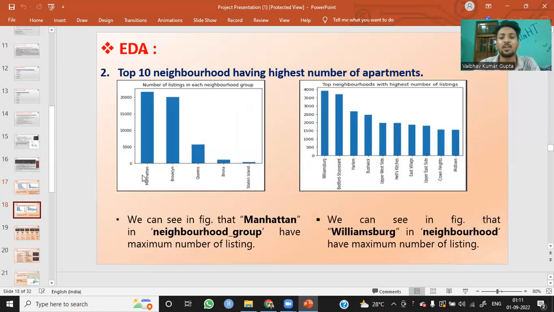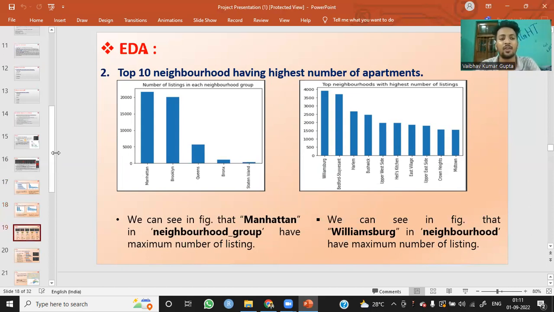The second question is the top 10 neighborhoods having the highest number of apartments. We can see that Manhattan has the highest number of apartment listings, and Brooklyn is approximately equal, but for Queens, Bronx, and Staten Island it is pretty low. The top neighborhoods with the highest number of listings are Williamsburg, Bedford, and Harlem.